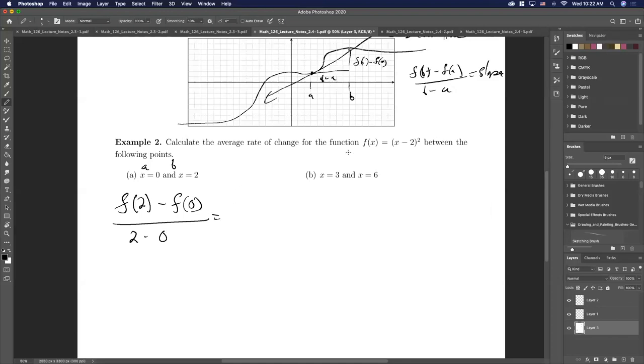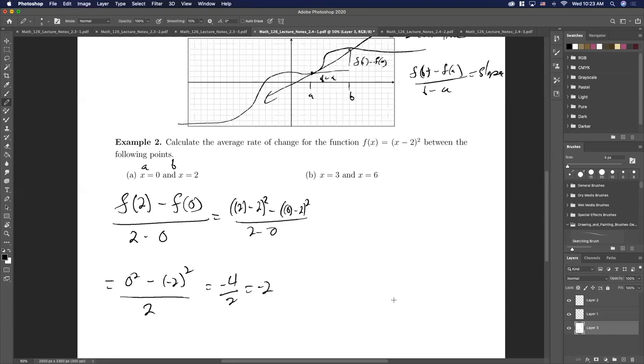So f of 2, if we plug this in, gives us the function, so I'll have 2 minus 2 squared minus 0 minus 2 squared all over 2 minus 0. I simplify that down. That's, of course, 0 squared minus 2 squared over 2. And then this becomes minus 4 over 2, so I get minus 2.